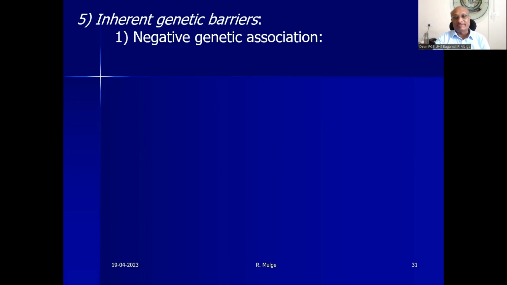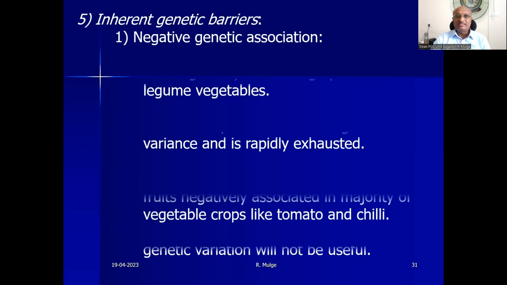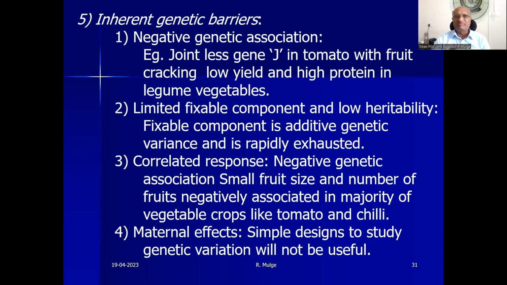Negative genetic association. For example, one example we can take in tomato: the jointless gene, J gene in tomato, is associated with fruit cracking and low yield. Meaning, what is that? You want easy removal of the fruits for mechanical harvesting. You want that easiness, but that gene is unfortunately associated with fruit cracking.